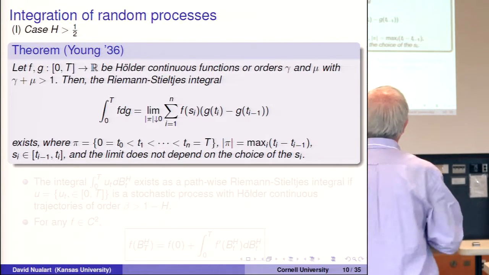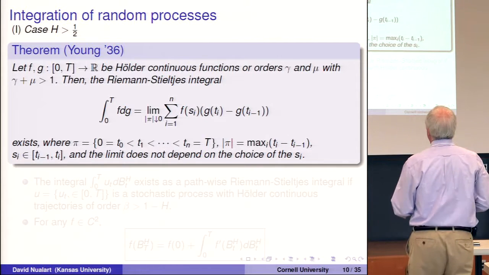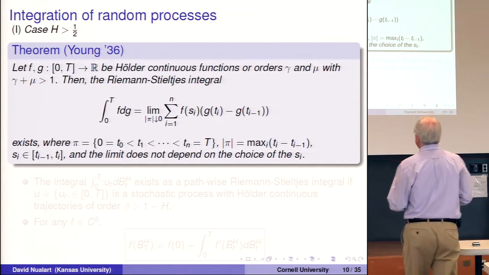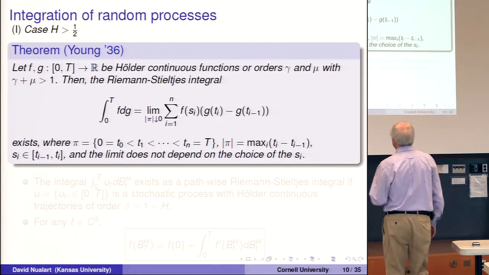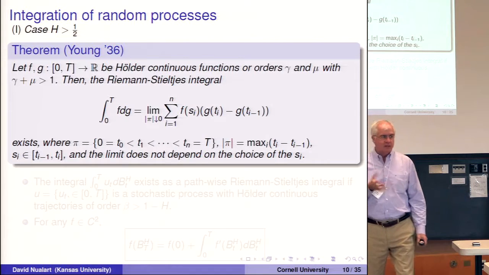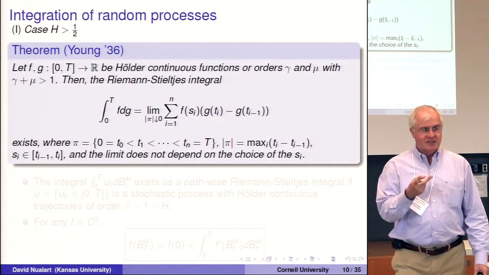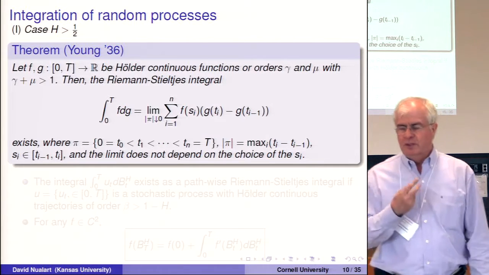But this tells you that if f has some regularity, because g Holder continuous of order less than 1 means that g might not have bounded variation. So this is not an integral with respect to a measure. It's another kind of object. And then this exists provided f and g have this Holder continuity.